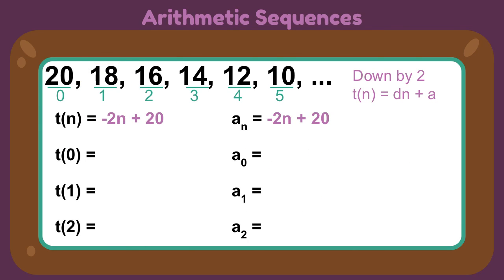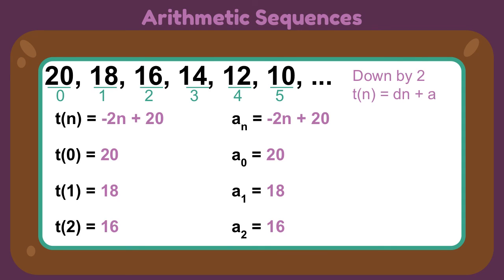So let's see if we can fill in these blanks. For T of n, we've got -2n plus 20. If we wanted to figure out our T of 0, we would get 20, our T of 1 would be 18, our T of 2 would be 16, because we've got our 0 term, our first term, and our second term. You can see that our a sub 0 is 20, our a sub 1 is 18, and our a sub 2 is 16.